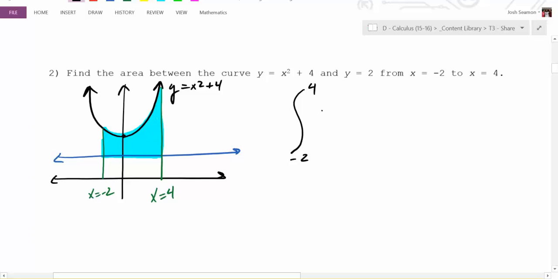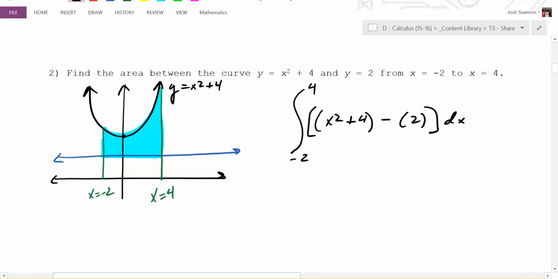Sarah, what is it? X squared plus 2. How did you get that? Because I took x squared plus 4, and then subtracted the 2. Yeah, that's right. It's the upper minus the lower. We've done this kind of thing before.